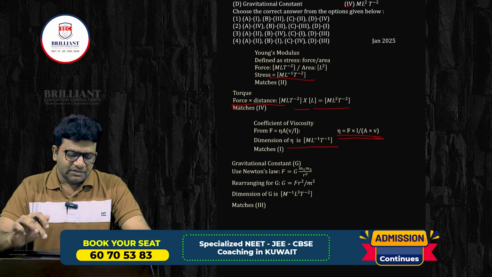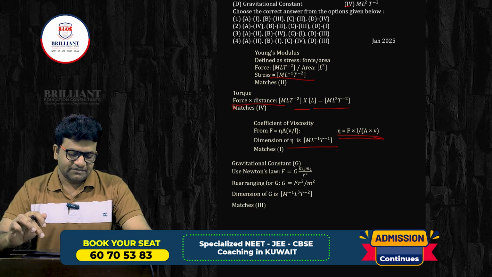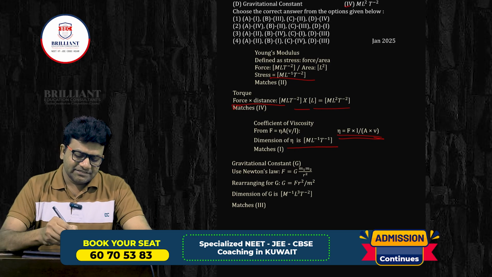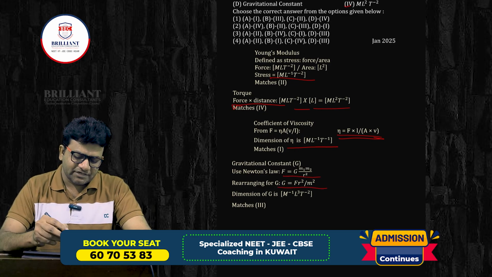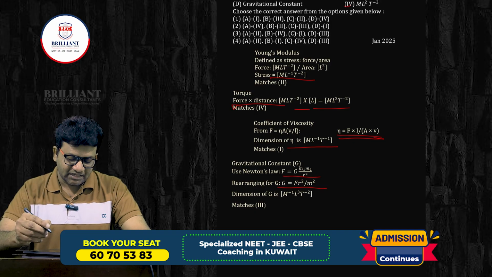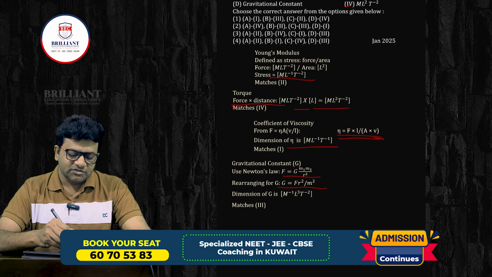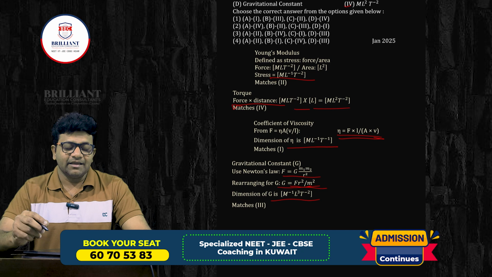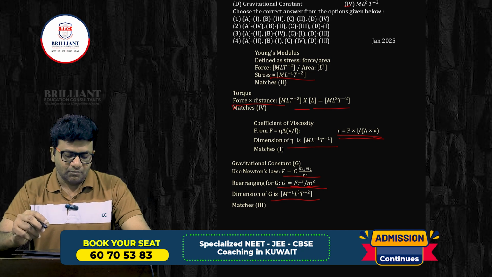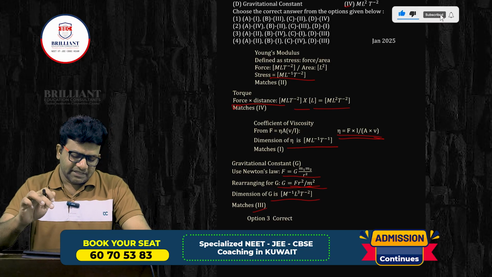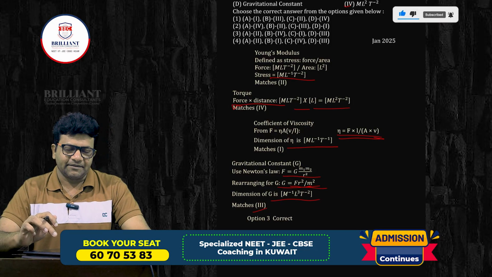Okay, then next one is the gravitational constant. By Newton's law of gravitation, we know that F equal to G m m by r square. By rearranging the equation, you get G equal to F r square by m square, where F is the force, r is the distance between the masses, and m is the mass. By substituting the dimensions of F, r square, m square, we get the dimension of G as M raised to minus 1 L cube T raised to minus 2. It matches with the third option. Then you can see the correct option is 3.